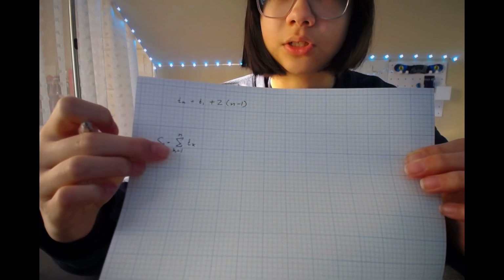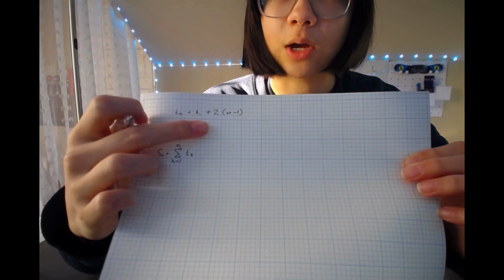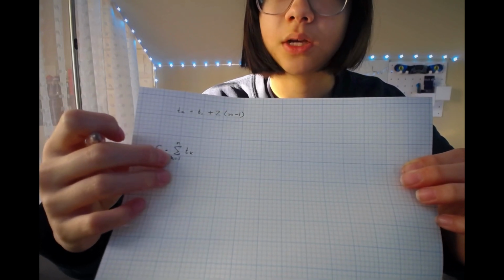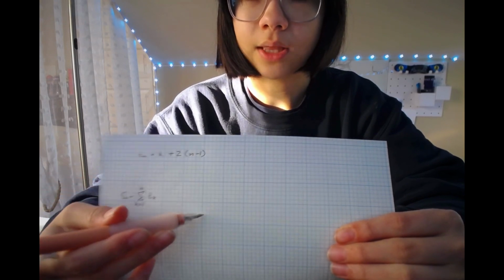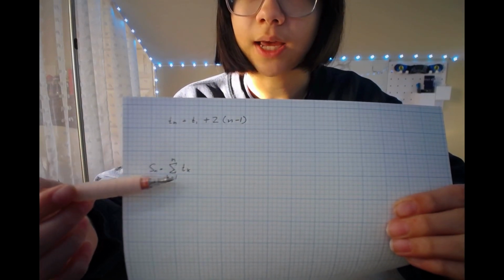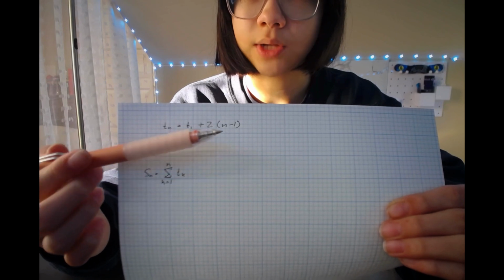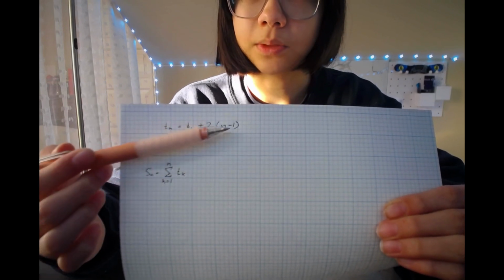Let's start with k. So t sub k is going to be this equation. K is sort of like the term number. To find the partial sum, we're going to start at k equals 1. Let's just use this equation. So k equals 1 would be 2 plus 2 times k minus 1. This would be 0, so this would just be 2.